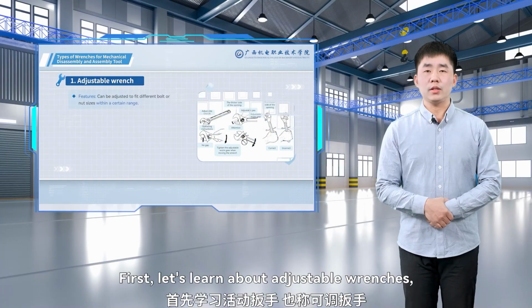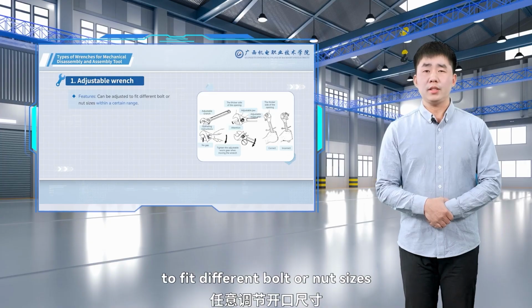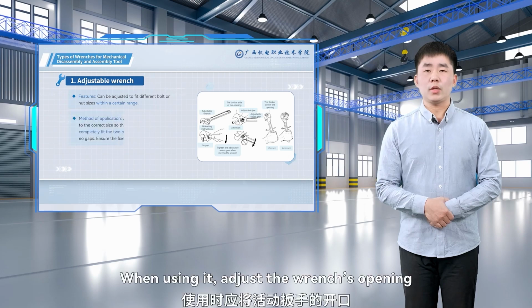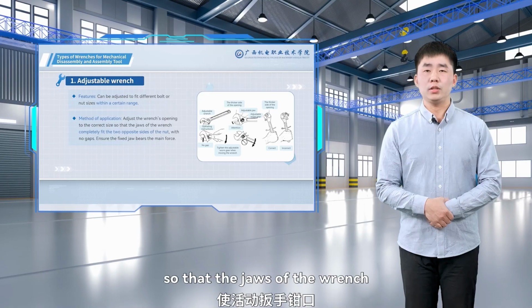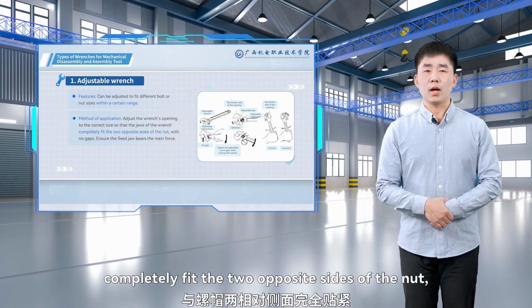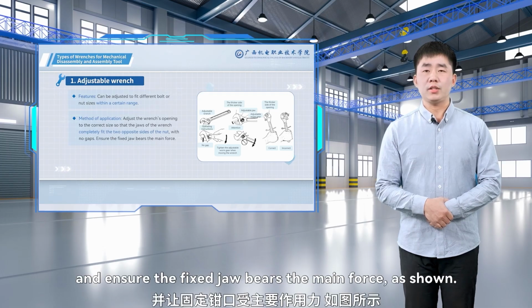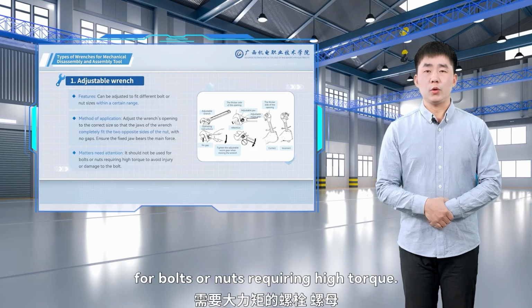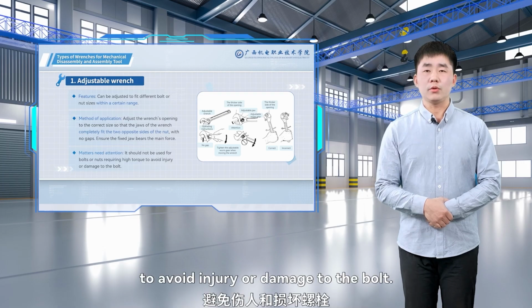First, let's learn about adjustable wrenches, which can be adjusted to fit different bolt or nut sizes within a certain range, making them very convenient to use. When using it, adjust the wrench's opening to the correct size so that the jaws of the wrench completely fit the two opposite sides of the nut, with no gaps, and ensure the fixed jaw bears the main force, as shown. It should not be used for bolts or nuts requiring high torque. It's better to use other wrenches when tightening bolts to avoid injury or damage to the bolt.